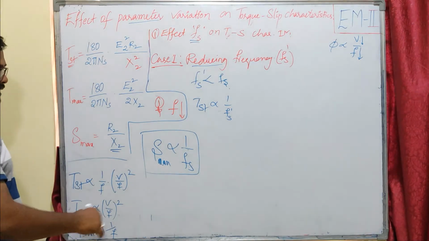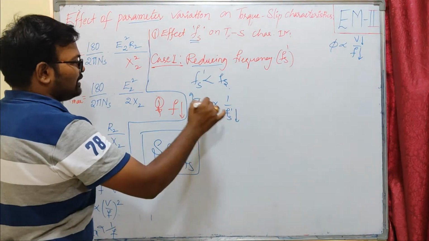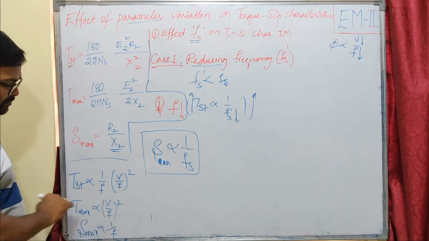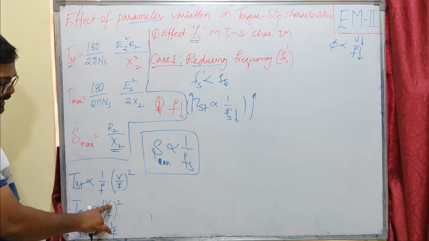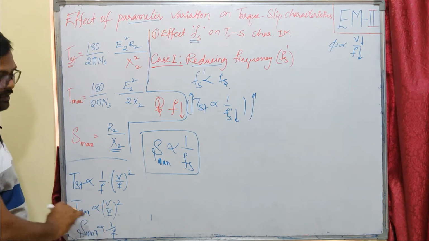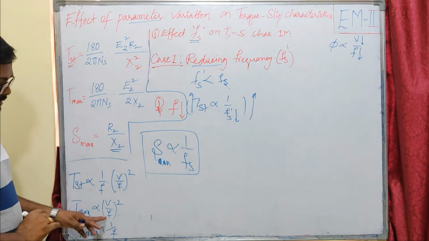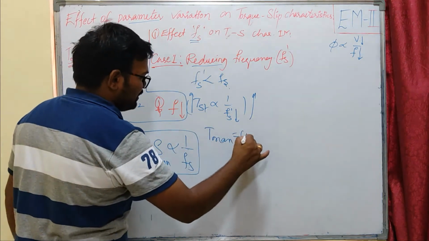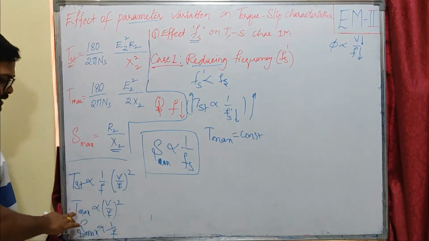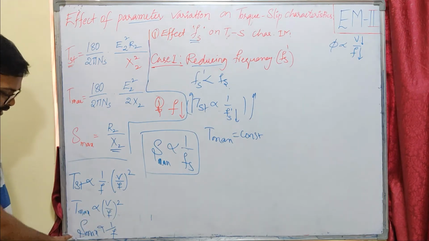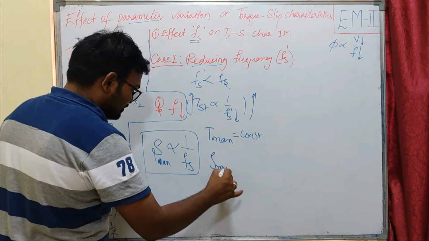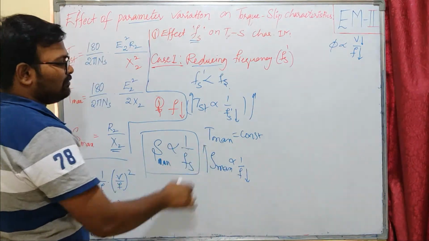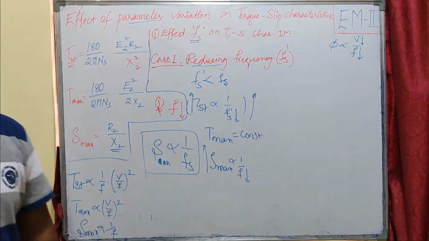Because I reduce the supply frequency, our TST will increase. Starting torque is increasing. And what is happening to T max? Because I am reducing the frequency and changing the voltage also, so that the V by F ratio is constant, our T max remains constant. Our maximum torque is constant because the V by F ratio is constant. So what is happening to slip? Slip is inversely proportional to frequency. If I reduce the frequency, our slip will increase. So these are the changes in the 3 parameters here.